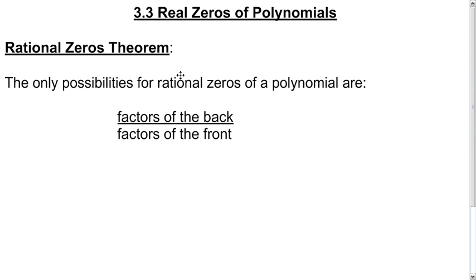The rational zeros theorem states that the only possibilities for a rational zero for a polynomial are factors of the back over factors of the front. By back, I mean the constant number, the last number in the polynomial. And for front, we're talking about the leading coefficient. So it's just the factors of those, and it's all of the possibilities. So let's look at an example.